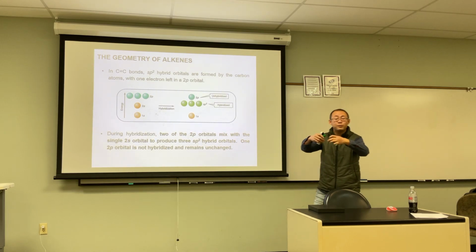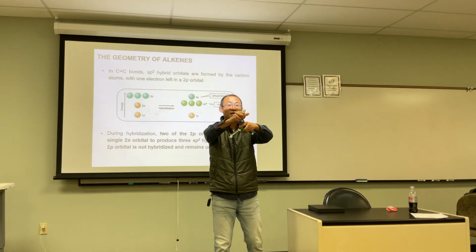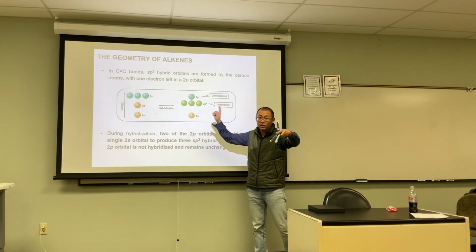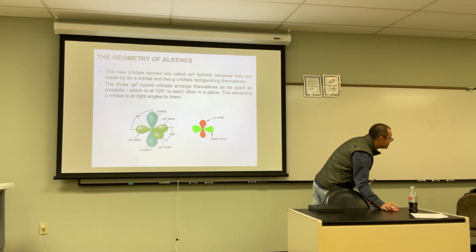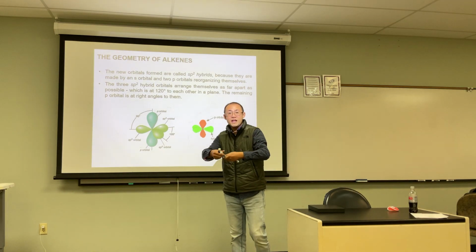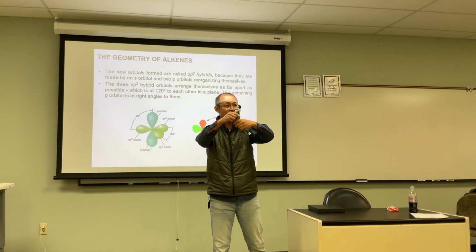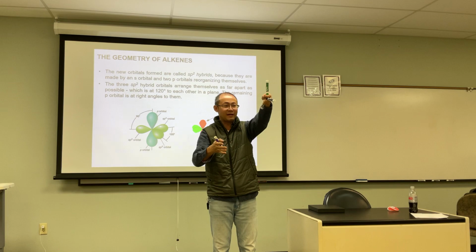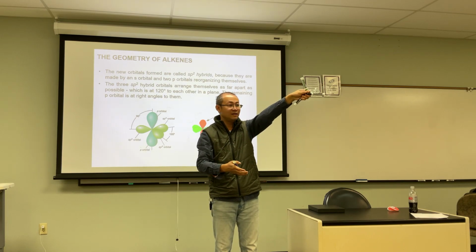We know four sp3 look like what? Tetrahedral, right? Like this. This is what sp3 looks like. So what does the sp2 carbon look like? It looks like this. Those three sp2s are arranged in a planar geometry. They're all in the same plane. Do you see that, guys? In the same plane.